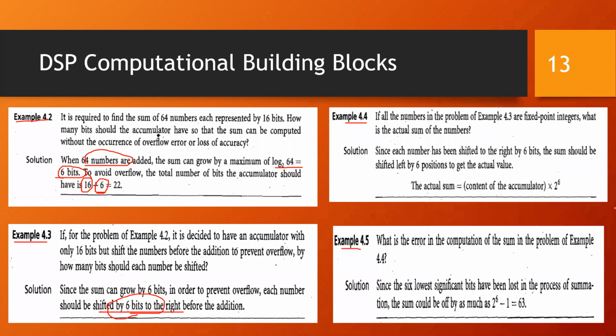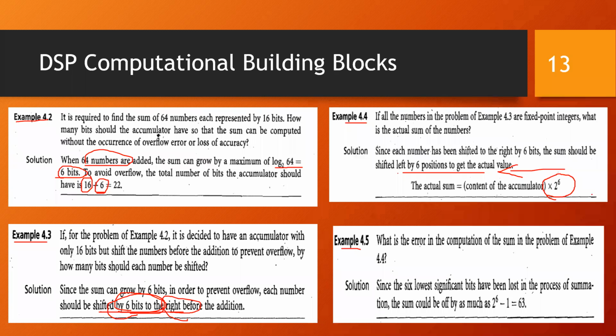These are just a few examples of what we have discussed. Once we shift it, we get the sum, right? That sum is actually a shifted version of the original information. So here you have shifted by 6 bits, so you should again shift it back by 6 bits towards the left. Here we have shifted it towards the right, and here we should be shifting it towards the left. That is how it is done. It is done by multiplying with 2 raised to 6.